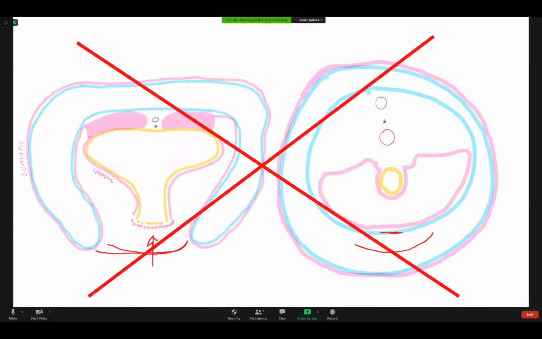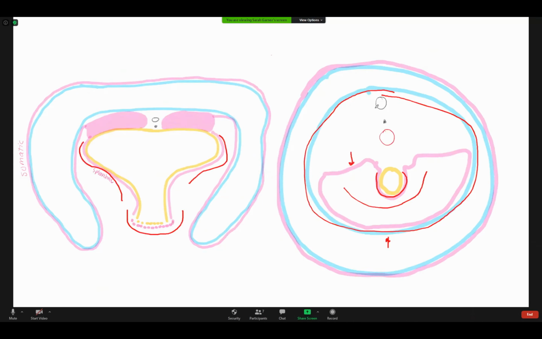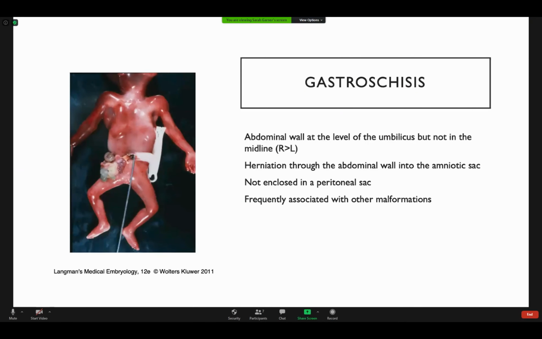So if we go back and look at this one, this layer of blue we said was the skin. Well, it's going to form the skin. And then all of this space in between the two blue lines, that's your amniotic cavity. So if that skin doesn't close, you're essentially just outpouching your intestines here into the amniotic cavity. And so those are going to be exposed to all of the fluid in there, which can be really bad for the intestines. So it's not covered at this point by any peritoneum. The intestines just go through the abdominal wall and they're out inside the amniotic sac.